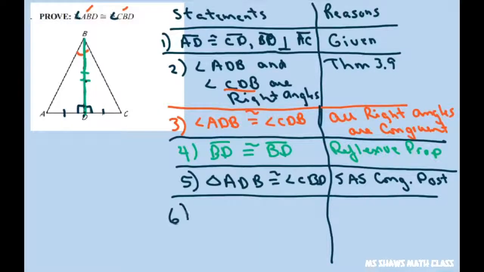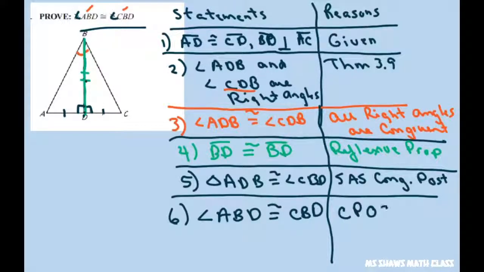So finally, my angle ABD is congruent to CBD. And I should have switched these around. So, no. All right, so I can say that because of corresponding parts of congruent triangles are congruent. So basically, if my triangles are congruent, then all the other parts are going to be congruent.